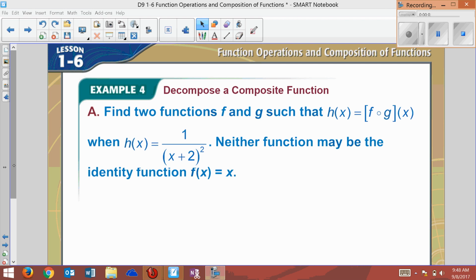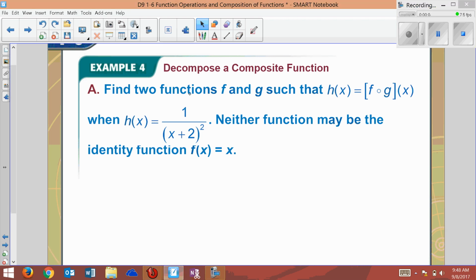Now we're going to do the opposite. We're going to look at how to decompose. That means break down. So it says find two functions f and g such that h of x will equal f of g. So here's h of x. Now here's a rule when we do this. We're never going to say that one of them is the identity function.